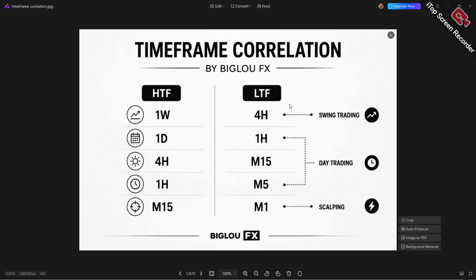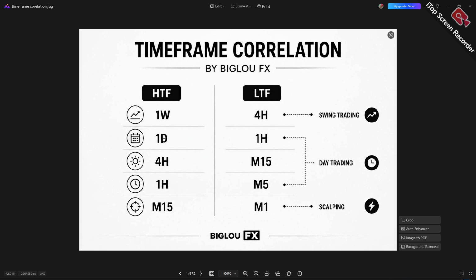This is just how it correlates. This has been proven, this has been tested, this works. Okay, you could have whatever works for you, but this one works. Higher time frame zone, lower time frame for confirmation.